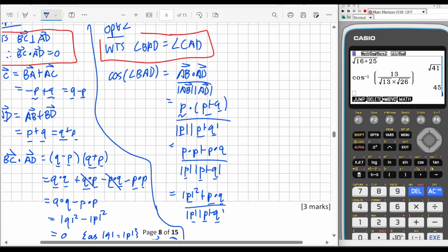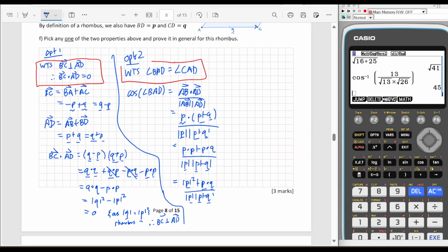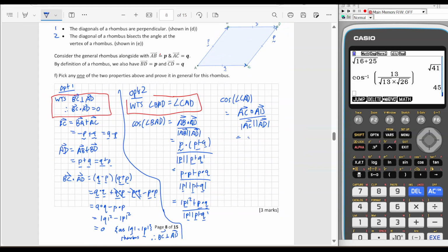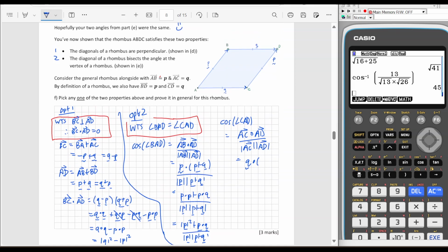And then if we look at cos of angle CAD, it works out to be very similar. So it's AC dotted with AD over mod AC mod AD. So AC is Q, and then AD is P plus Q, or Q plus P, and then that's mod Q mod Q plus P.